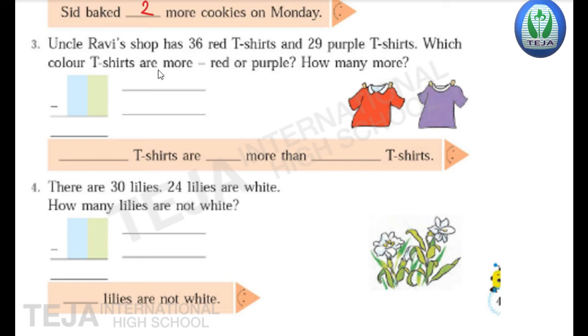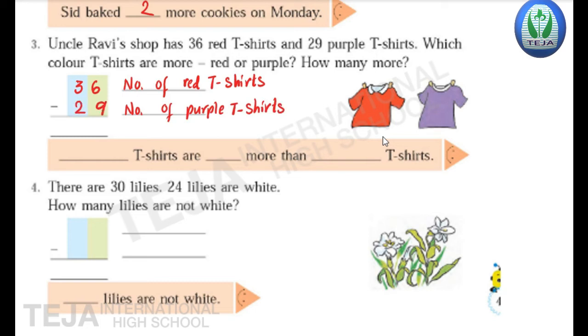Now children, which t-shirts are more here? Red or purple? 36 is bigger than 29. So red color t-shirts are more than purple color. Now how many more? To find the number of more t-shirts, what do we have to do? You have to subtract red t-shirts minus purple t-shirts. That is 36 minus 29. So we'll write the statements, children. Number of red t-shirts. How many red t-shirts are there, children? 36. So write 36 here. Next, number of purple t-shirts. So how many purple t-shirts are there? 29.